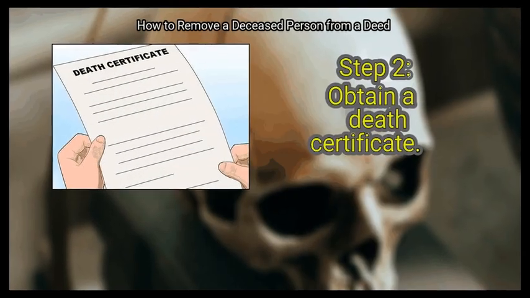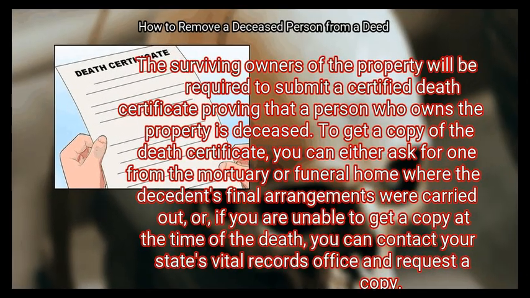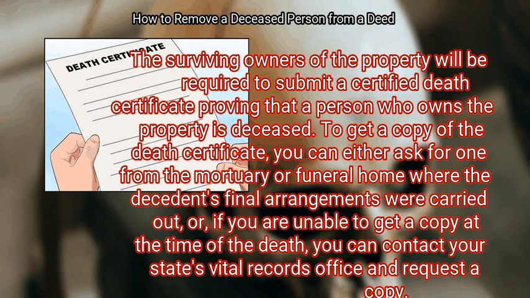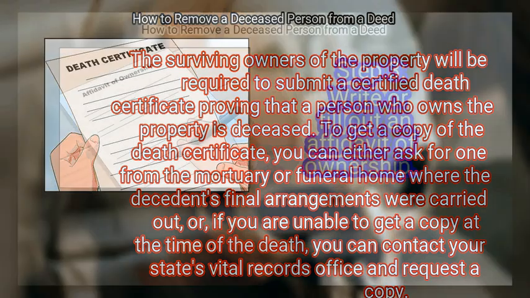Step 2. Obtain a death certificate. The surviving owners of the property will be required to submit a certified death certificate, proving that a person who owns the property is deceased. To get a copy of the death certificate, you can either ask for one from the mortuary or funeral home where the decedent's final arrangements were carried out, or, if you are unable to get a copy at the time of the death, you can contact your state's Vital Records office and request a copy.